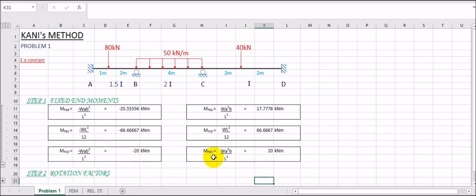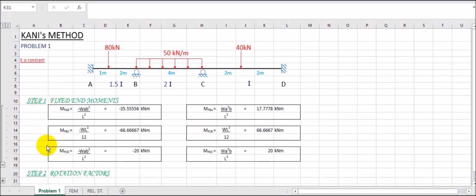Now MFDC. MFDC is again WA square B by L square, which is 40 into 2 square into 2 by 4 square. L is 4. So we get plus 20 kilonewton meter. So I hope the fixed end moments are very clear to you. That was our step 1.